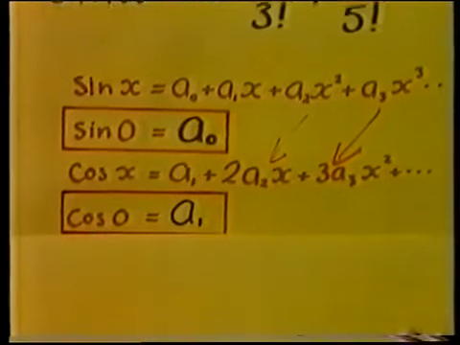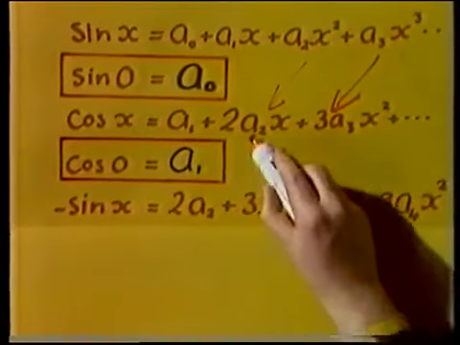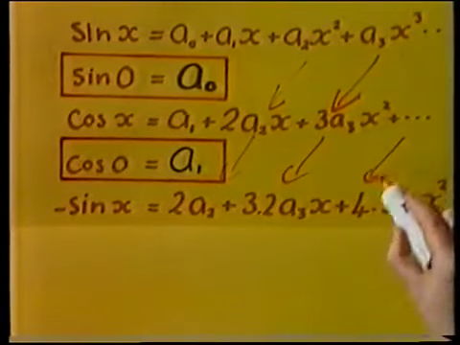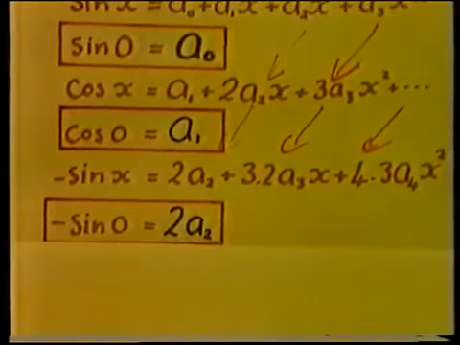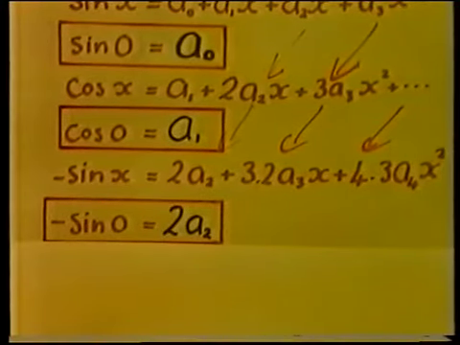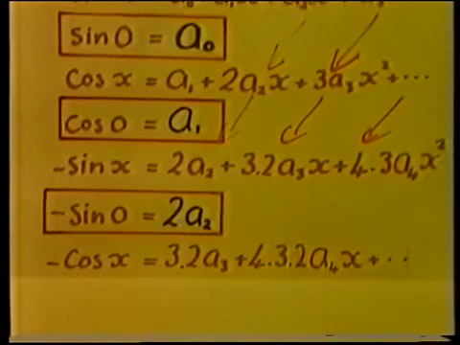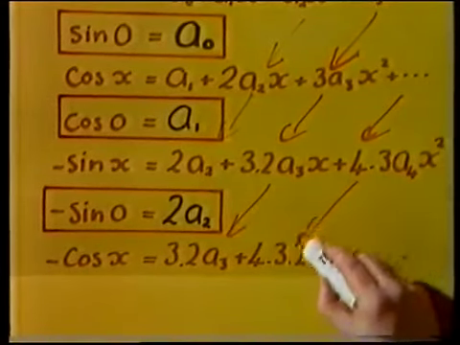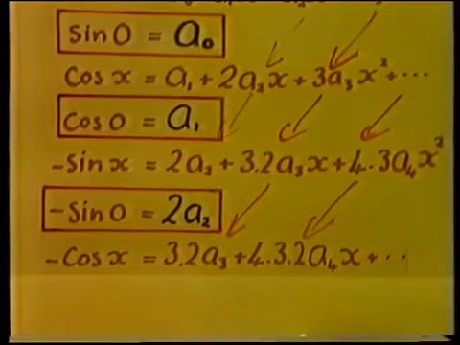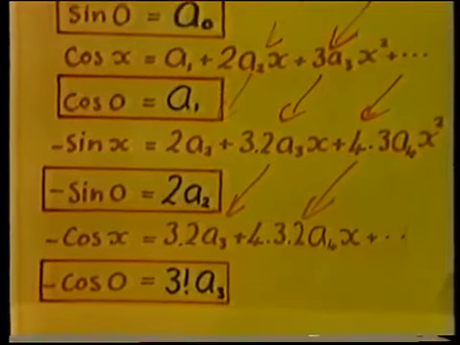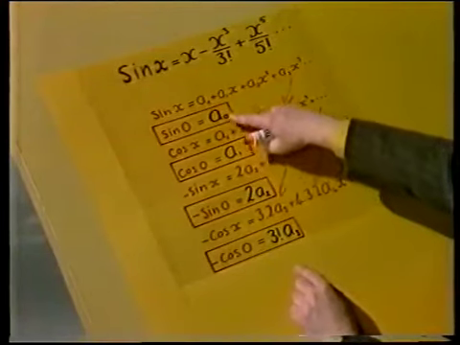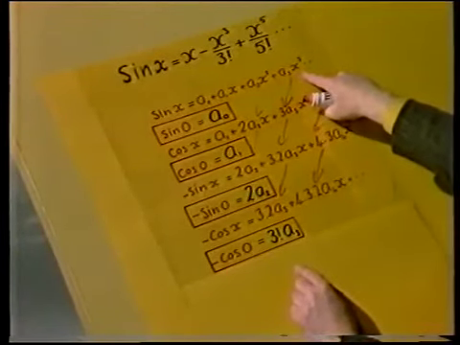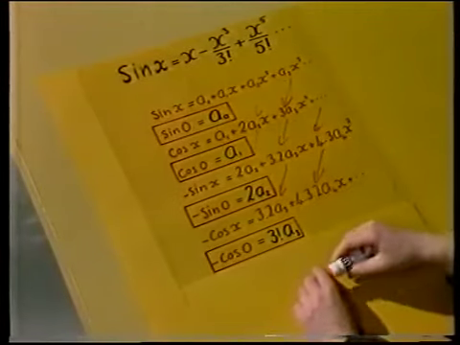And you do the same process again. You differentiate, put x equal to 0, and out comes the next coefficient. 2a2 is minus sine 0. And you keep on doing this. Differentiate again. You remember how you did this, and you got out the next coefficient. Minus cos 0 is 3 factorial a3. And now what you do is you put the a's back into this formula, and that gives you the appropriate formula for sine.